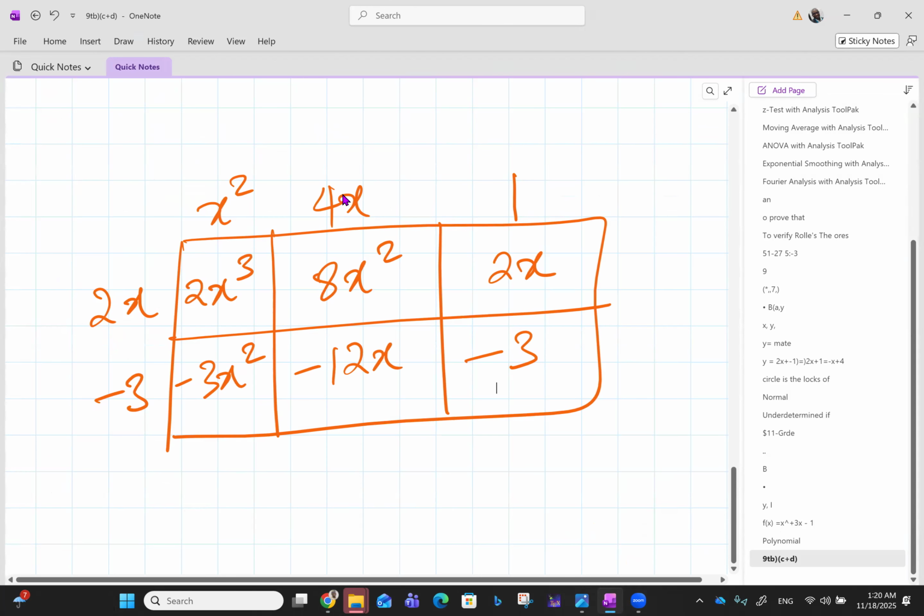Then 2x times 4x, that's 2 times 4, 8, x times x, that's x squared. Then 2 times 1, 2, then x. Then minus 3x squared. 3 times 4 is 12. So minus 12x and minus 3.